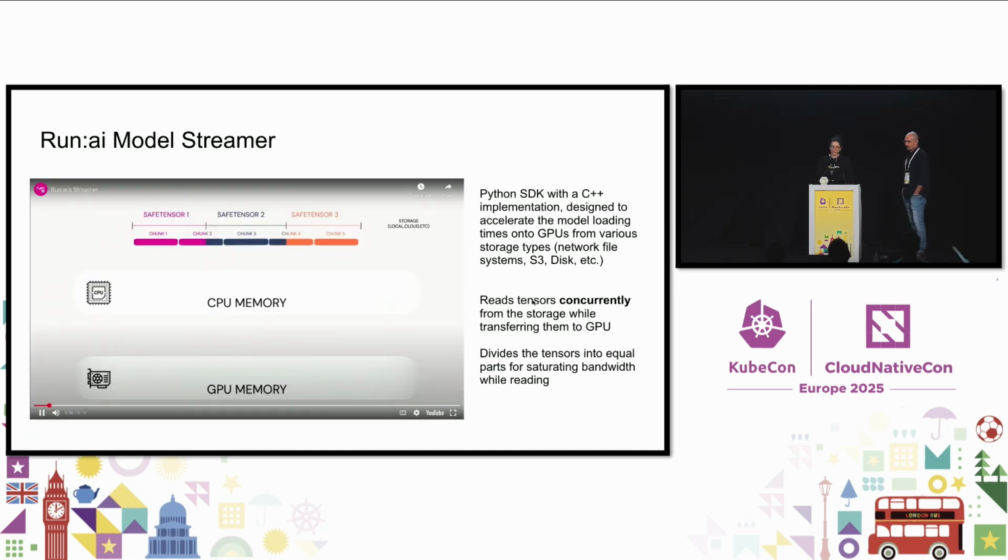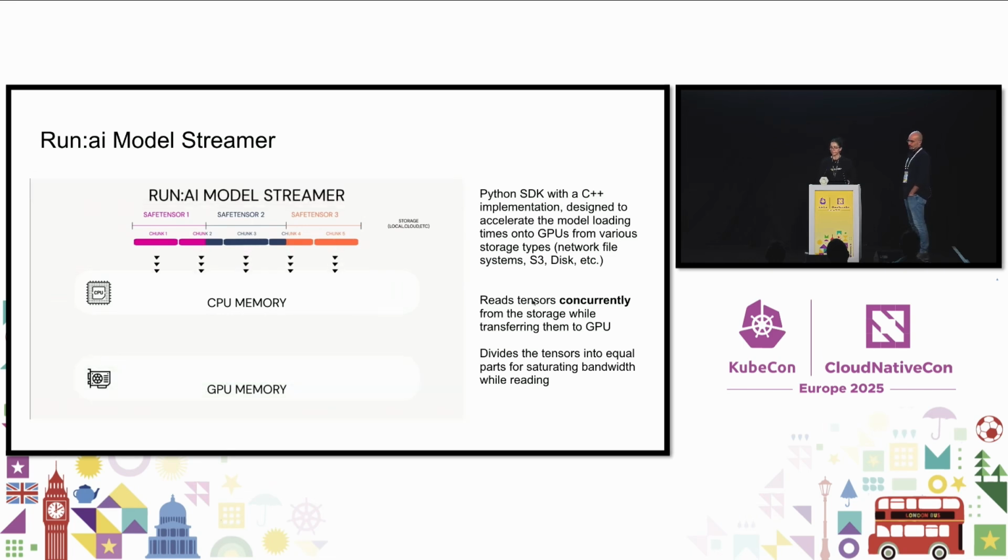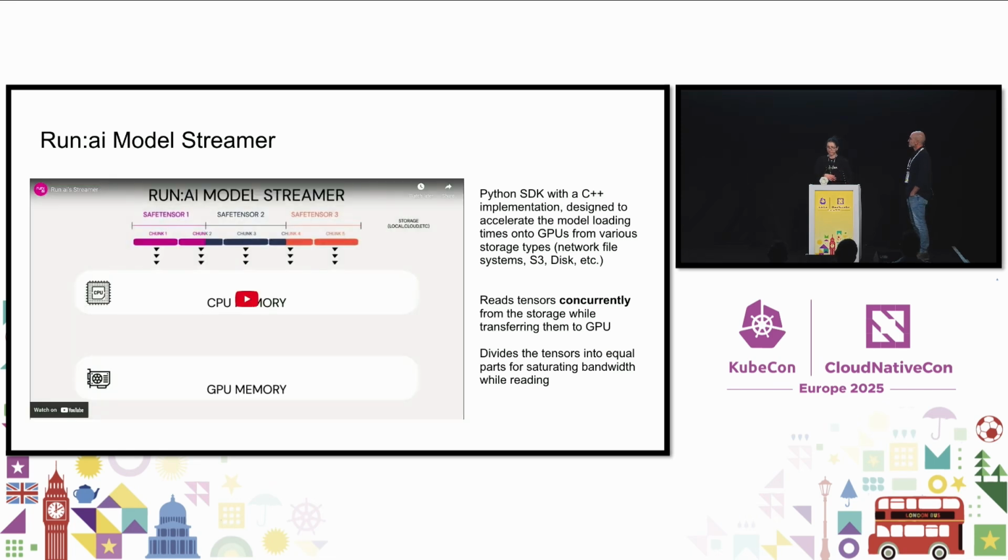So this brought us to the Run AI Model Streamer. We created this Python SDK with a C++ implementation, and we designed it in a way that it accelerates the model loading times onto GPUs from various types of storage: network file systems, S3, disk, doesn't matter. So the two key things that we are doing here are reading tensors concurrently from the storage while transferring them to the GPU.